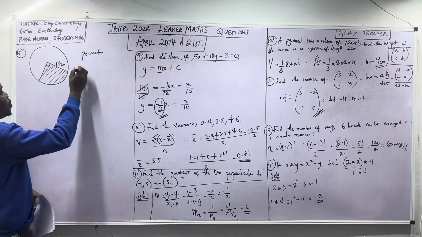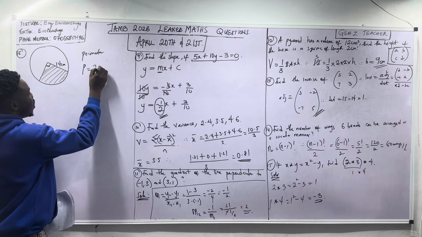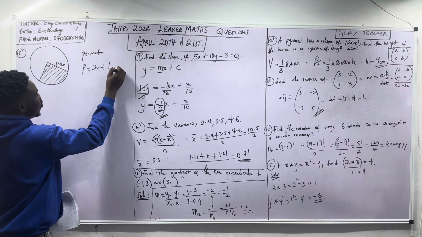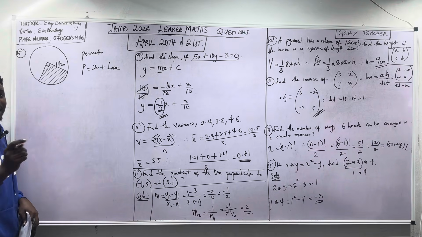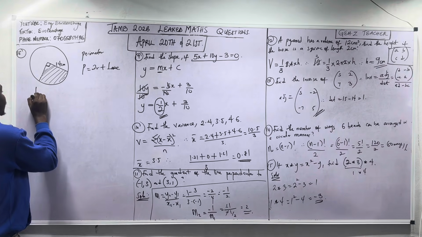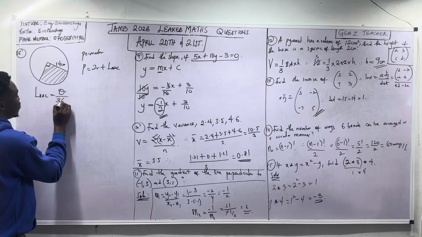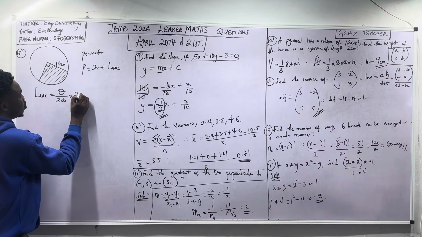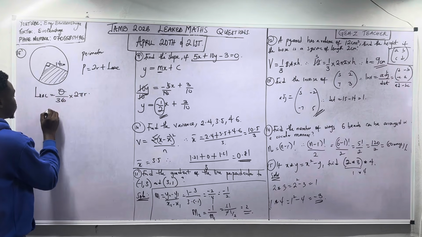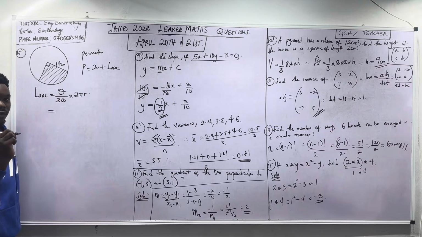Okay, because the perimeter of a sector is basically 2 arrows plus length of arc. Now, how do we find the length of arc first? Quickly recall that length of arc is theta over 360 times 2 pi r. So let's quickly solve that. The arc, okay, very important.